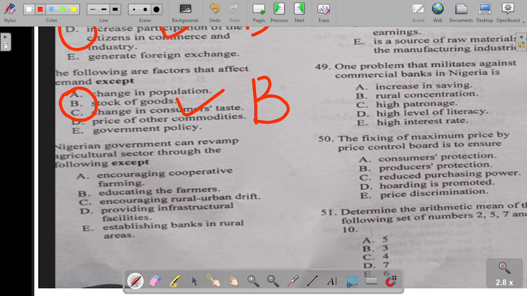The Nigerian government can revamp the agricultural sector through the following, except encouraging cooperative farming, educating the farmers, encouraging rural urban drift. No. The answer is C. It is C.